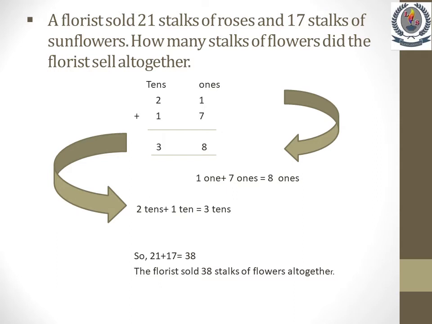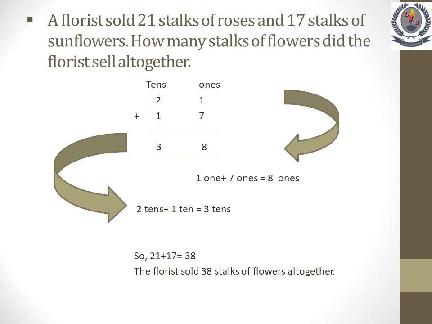Our next question is, a florist sold 21 stalks of roses and 17 stalks of sunflowers. How many stalks of flowers did the florist sell altogether? If you want to find the answer, you want to add these two numbers, 21 plus 17. Should we add or subtract to find the total stalks of flowers that the florist sold? Then we must add to find the total stalks of flowers.